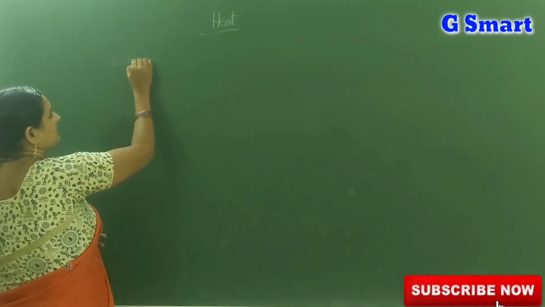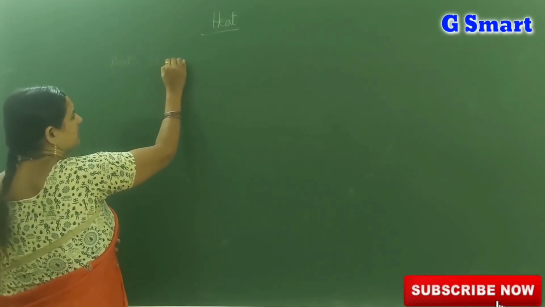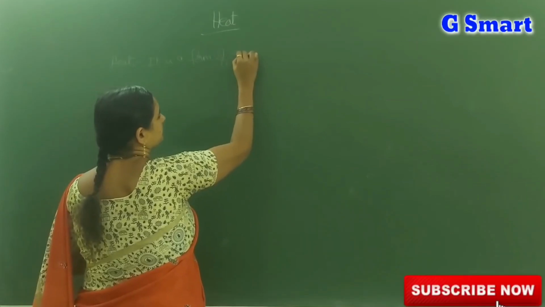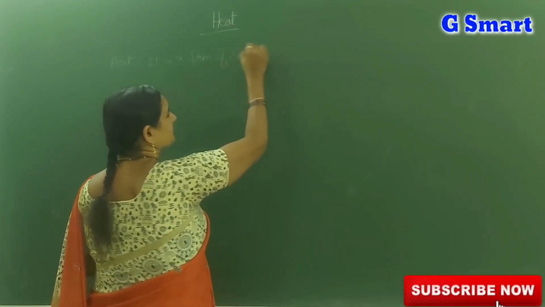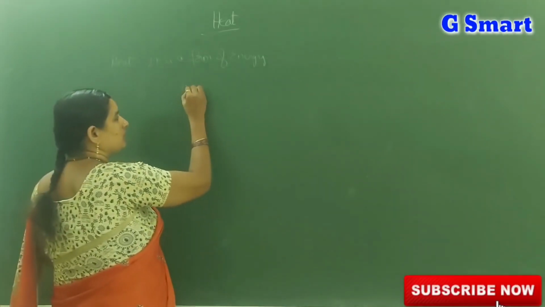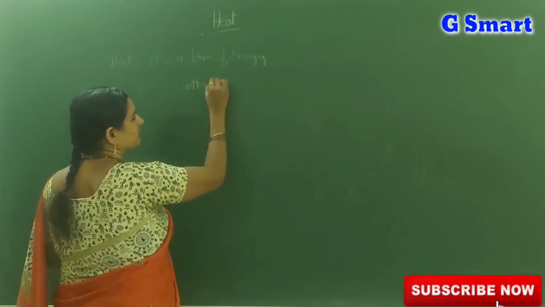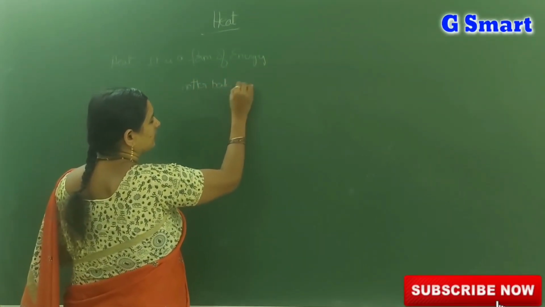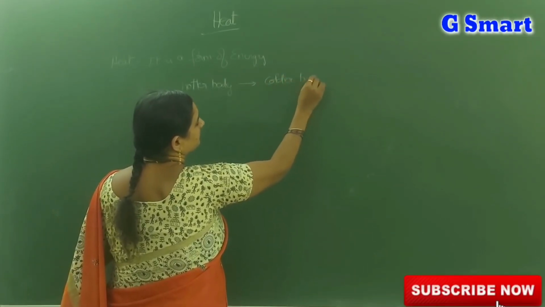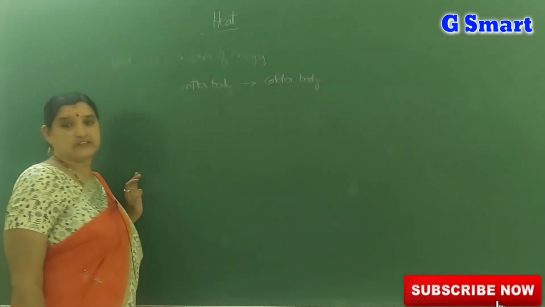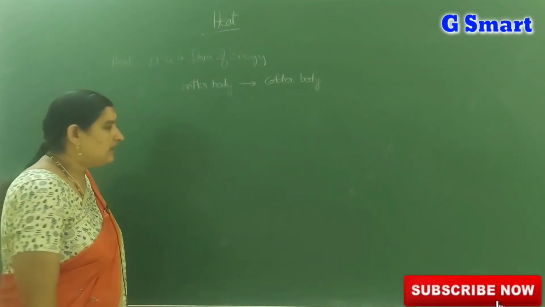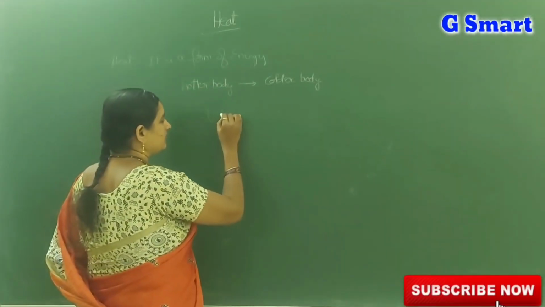Heat means it is a form of energy. Heat transfer takes place from a hotter body to a colder body. Heat always transfers from a hotter body to a colder body. Let us take an example of a teacup.